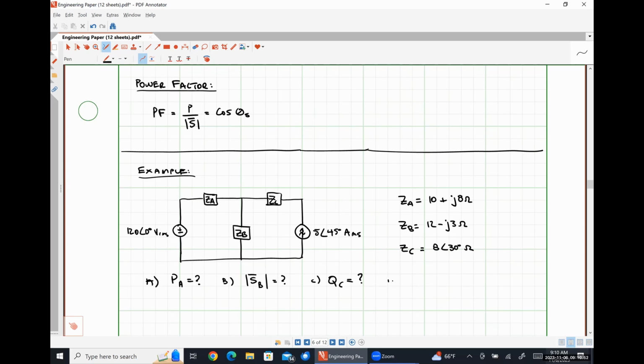and the power factor at which the voltage source supplies power. Excuse me, that should be PFVS. And the power factor at which the current source supplies power.